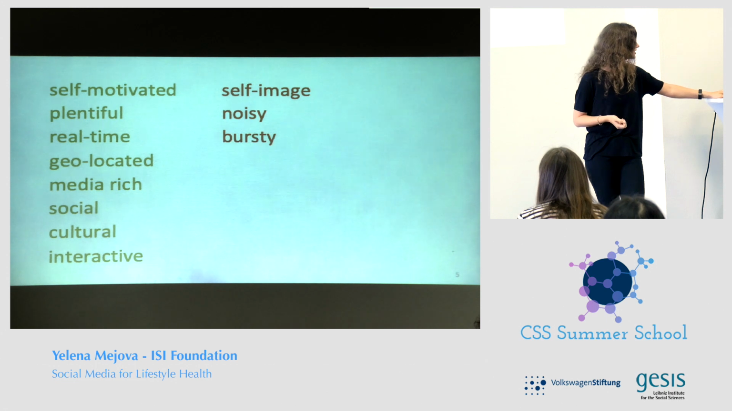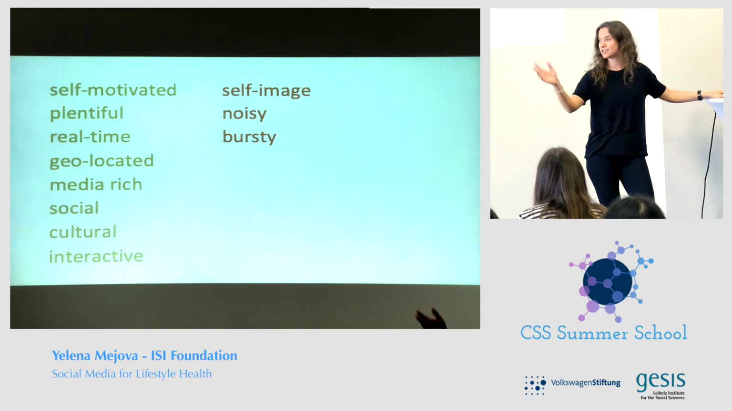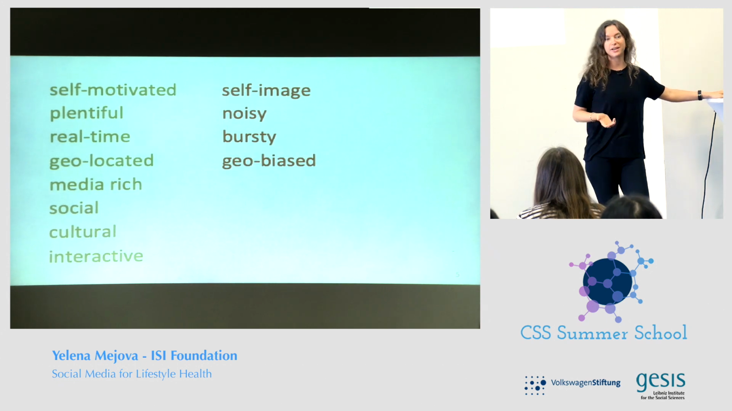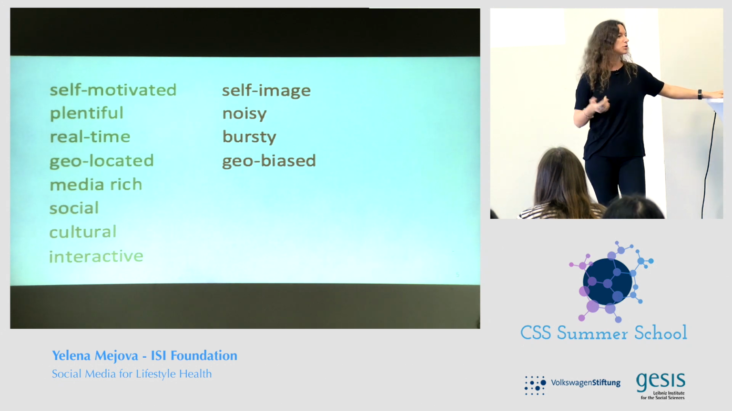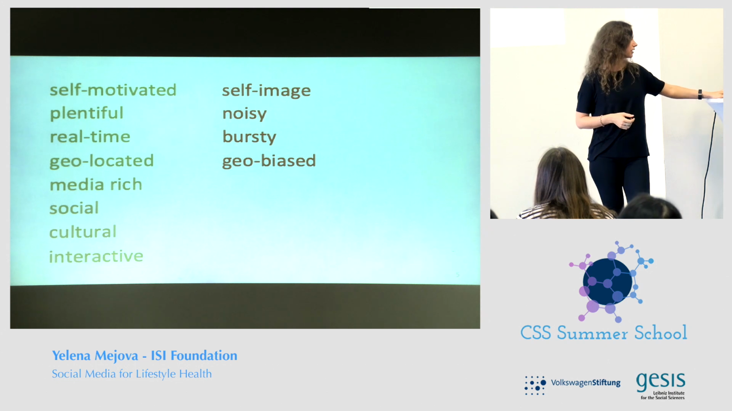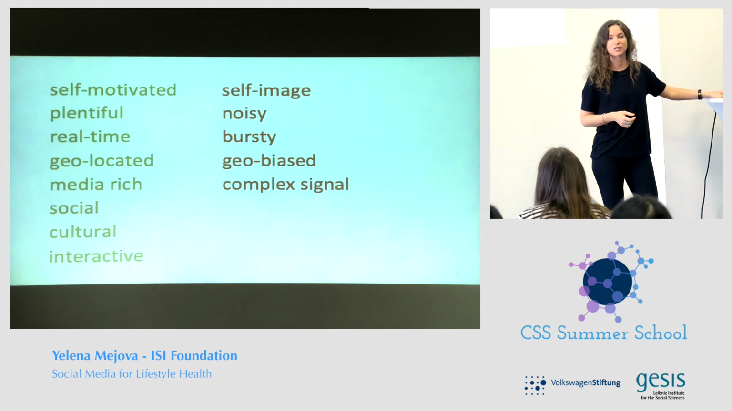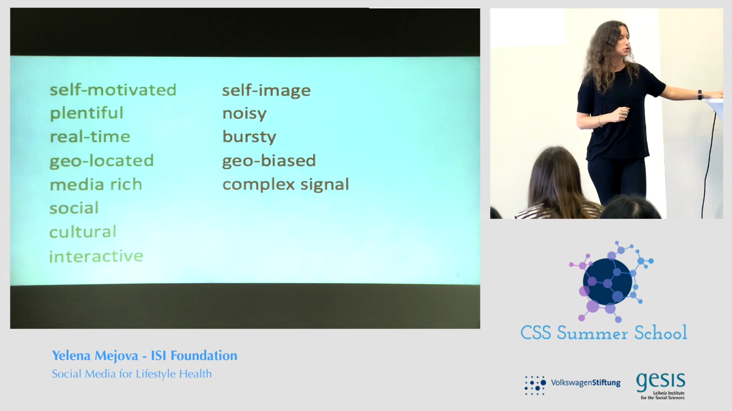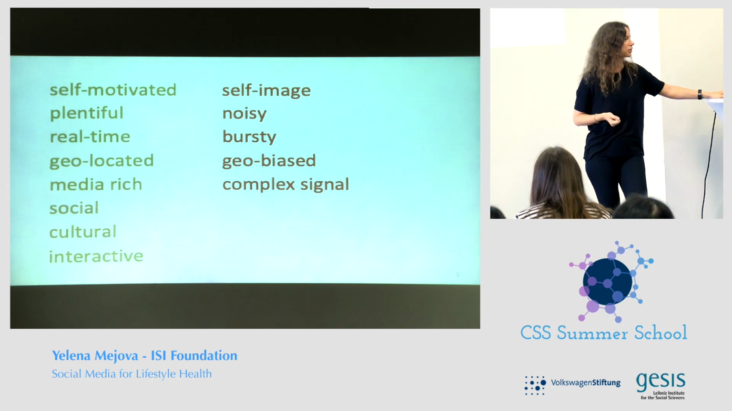Of course, it's very noisy and bursty, so often it doesn't come in as a nice, neat stream, but one thing happens, a nice weekend, and everybody goes outside and starts posting. It's also geo-biased. There are some places that people just don't post about, and we might not be able to find so many pictures or posts there. And of course, media is a complicated signal, and in this summer school, we're talking about how to chew on it and digest it into something cohesive that we can work with.